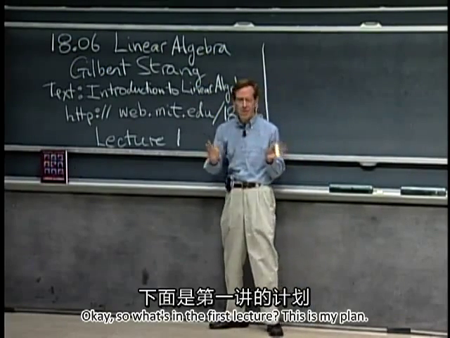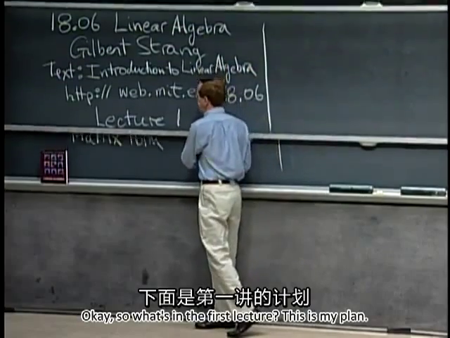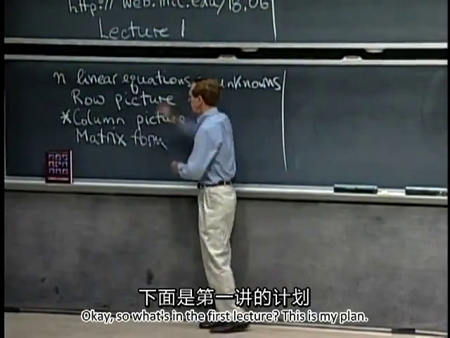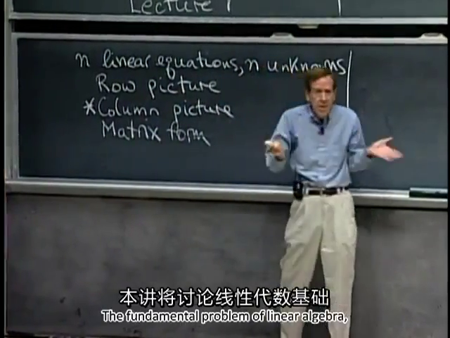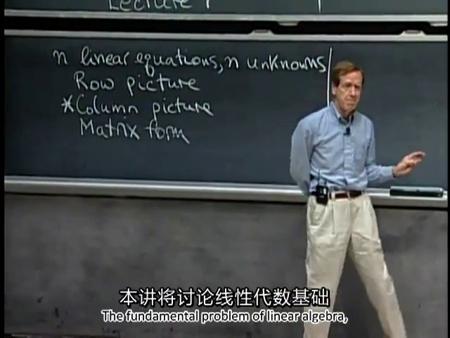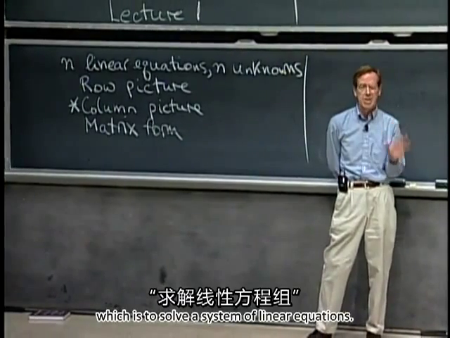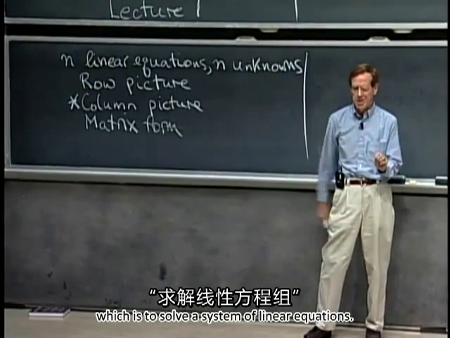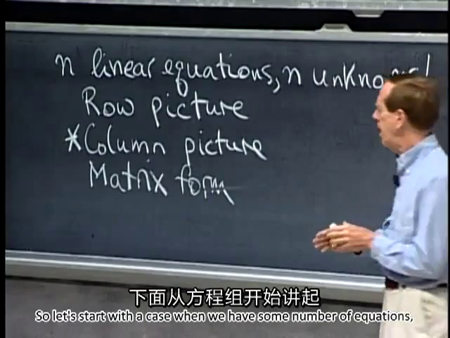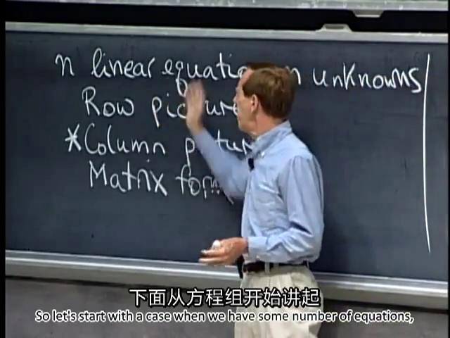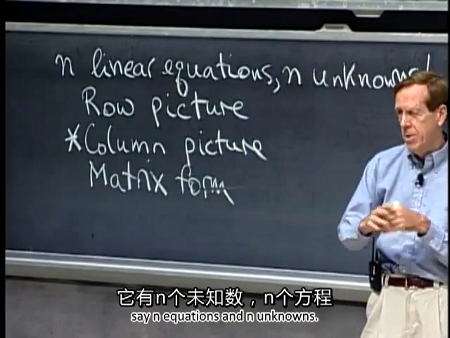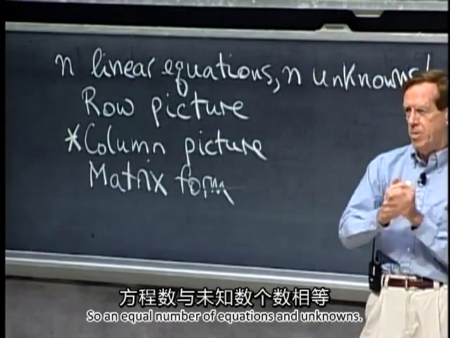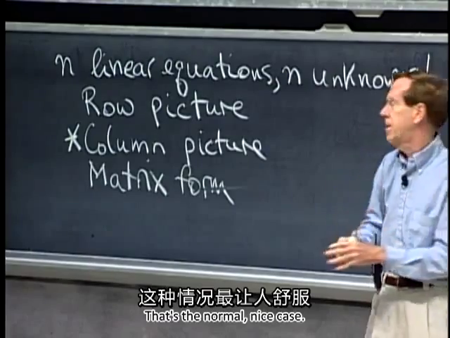Okay, so what's in the first lecture? This is my plan. The fundamental problem of linear algebra, which is to solve a system of linear equations. So let's start with the case when we have some number of equations, say n equations and n unknowns. So an equal number of equations and unknowns. That's the normal, nice case.